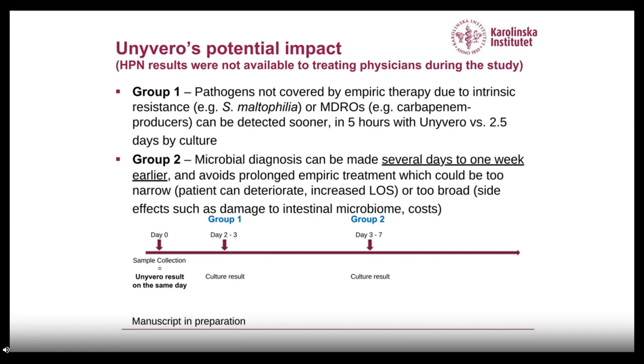But we see here in group 1 and group 2 that there is quite some difference in how many days are elapsing before the culture result is available. And in group 1, there is the possibility of having pathogens not covered by empiric therapy due to, for instance, intrinsic resistance or multi-drug resistant organisms. And that could be done significantly faster with a molecular test like Univero.